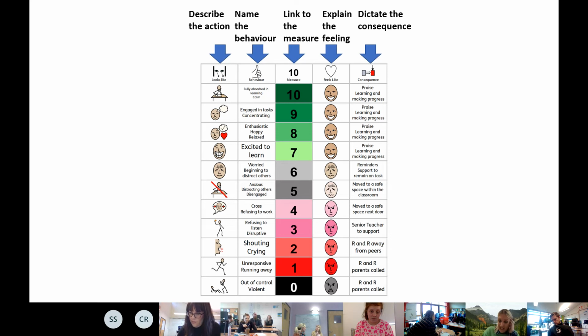And then explain the feeling. One of the big things with our children is that they don't understand their behavior, which is expressed through their actions, but they don't know what that feeling is. And until they understand what each of their feelings are and what they mean, we can't really start to turn their behavior around.